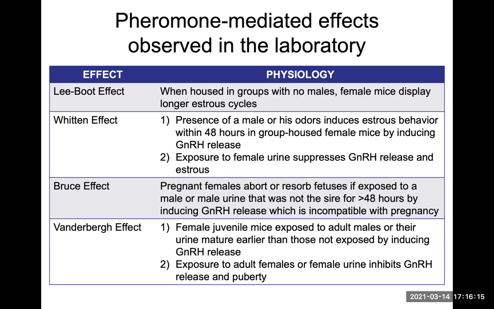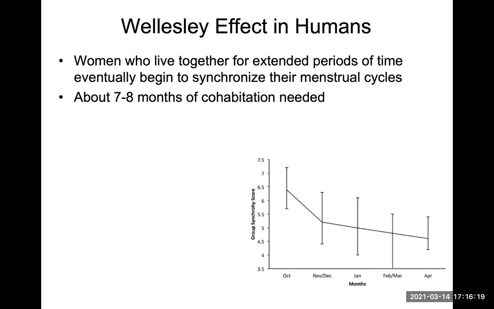So this is all very well established in rodents, but what about humans? So this effect is called the Wellesley effect. It's that women who live together for long periods of time will eventually start to synchronize their menstrual cycle. And it's been observed that it takes about 7 to 8 months of this cohabitation, living together for a long period of time before we see this synchronization occurring.